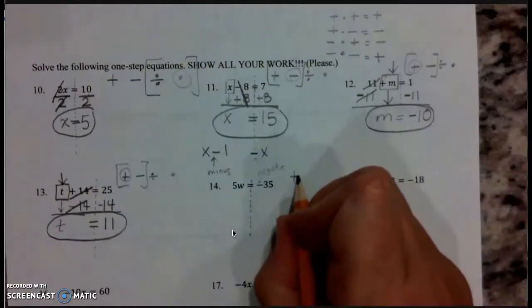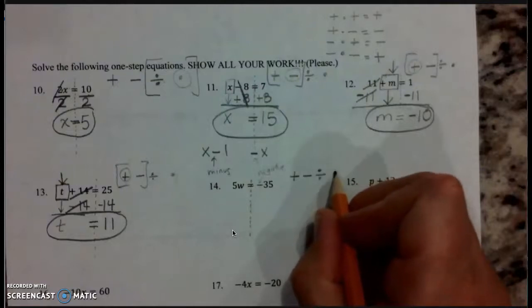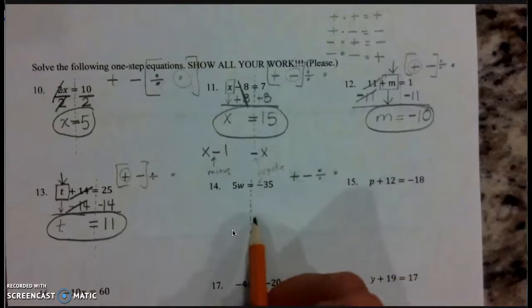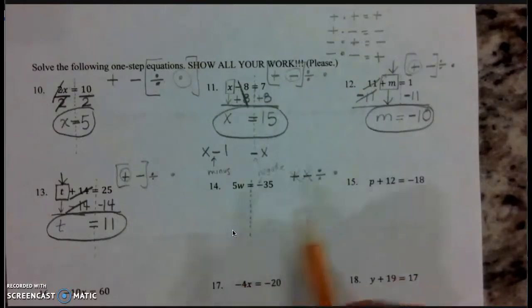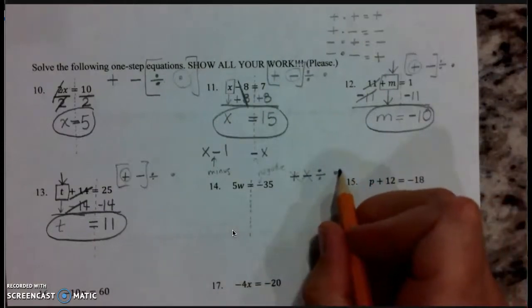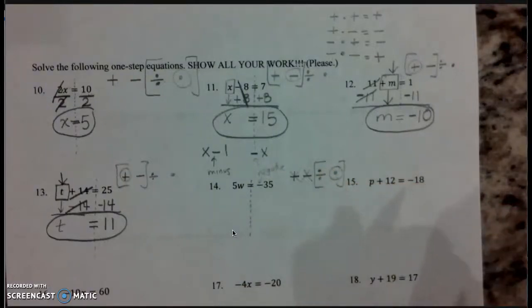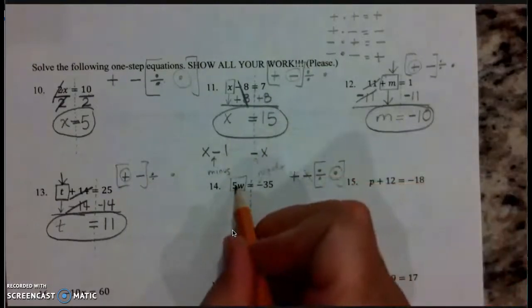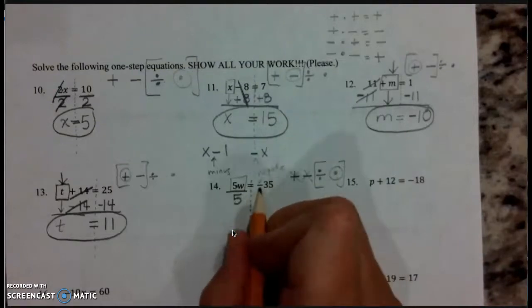Do you see what I see? Add, subtract, divide, or the invisible, multiply. I don't see an add. I see a negative, but that's not a minus. I don't see a fraction. So it's the invisible guy. So I'm going to have to divide. W is right here. 5 is what is being multiplied with it. So I'm going to divide.